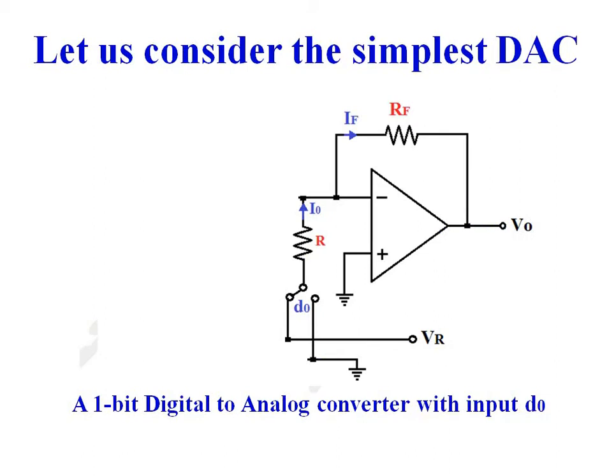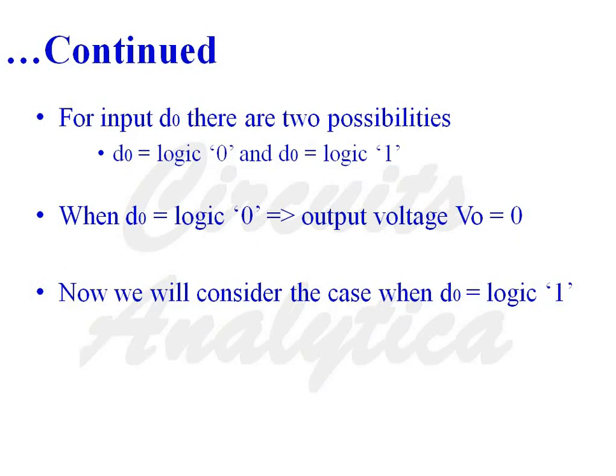Let us analyze the simplest digital to analog converter, a 1-bit digital to analog converter with input D0. For input D0, there are 2 possibilities, either logic 0 or logic 1. When D0 is equal to logic 0, current flow through the resistor R is equal to 0. So current flow through feedback resistance RF is equal to 0. So output voltage V0 is equal to 0.